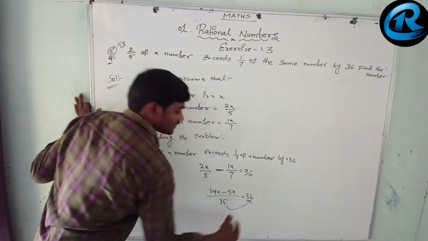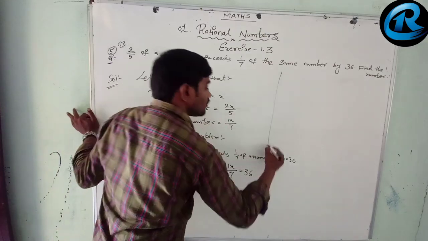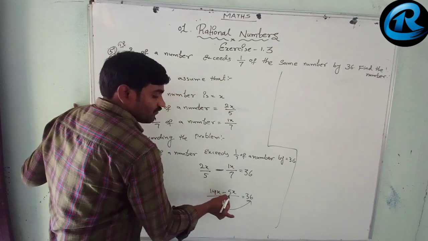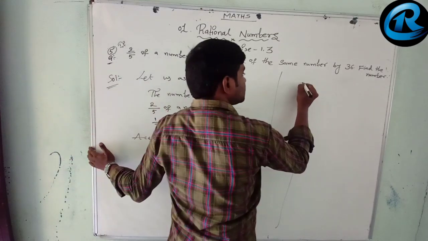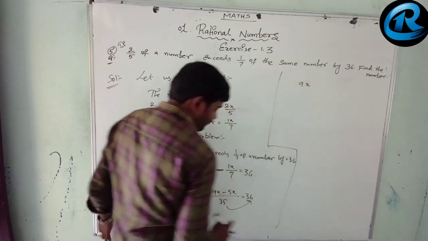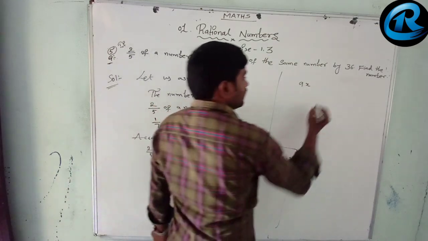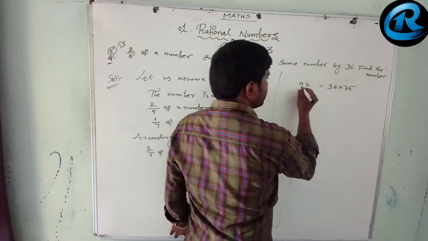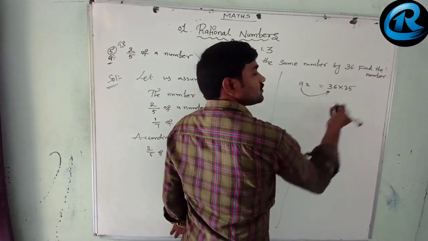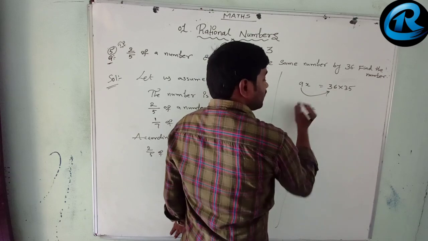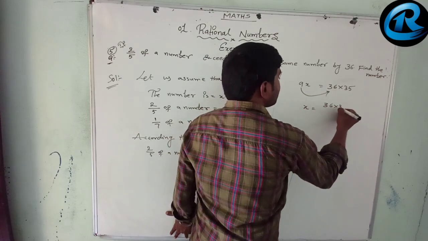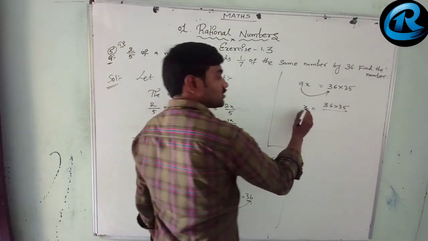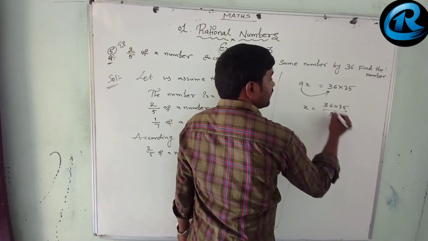This 35 will transfer to the right side. The 35 is dividing here, so it becomes a multiplication. 14x minus 5x becomes 9x. From 14 you subtract 5, you get 9, that equals 36 into 35. This 9 is multiplied to x, so it will transfer and become division, because we need the x value, so we send all the numbers linked with x to the other side. So 9 will divide here.